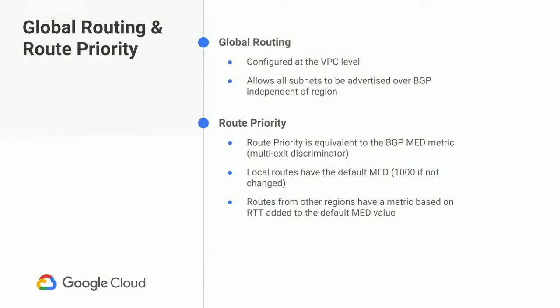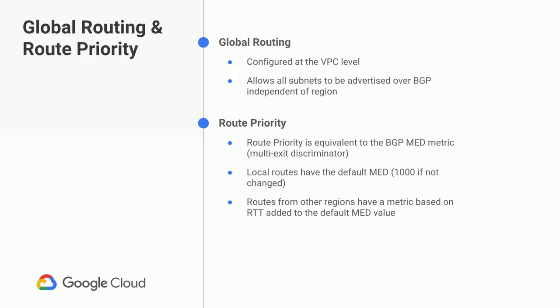Okay, great. Thanks. So let's talk about global routing. We've talked about regional routing, where the router only picks up regional subnets. The other option to configure in your VPC is global routing. And just to mention again, you set this at the VPC level, but this is actually how the cloud routers themselves will operate within that VPC.